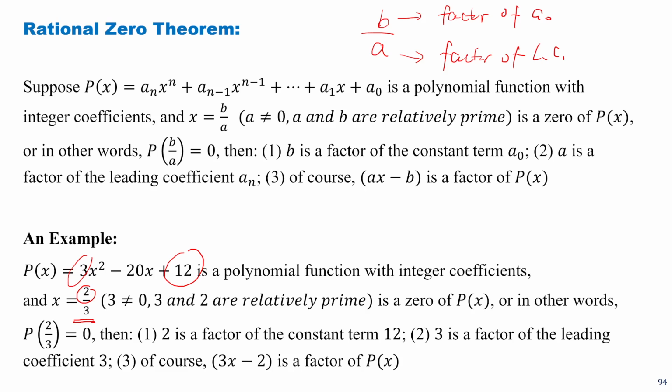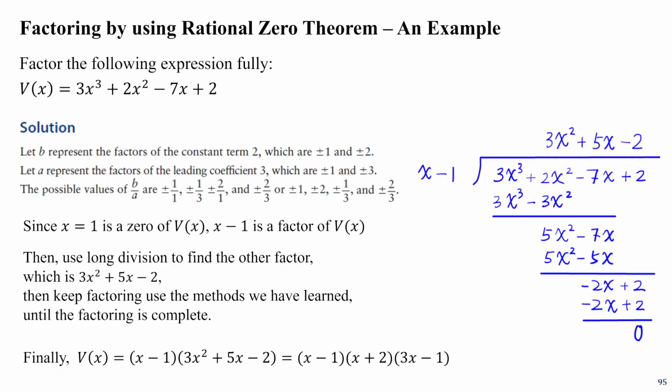You get it? Okay, let's see an example here. Suppose the task is to factor the following expression fully: V(x) equals 3x cubed plus 2x squared minus 7x plus 2. So note that we want to find a number such that V(x) equals 0, right?